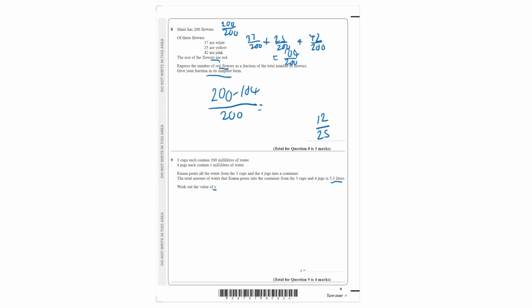So we know that if we combine these, we will get 3.5 liters. However, it says here that each cup contains 200 milliliters, so we simply multiply. 3 times 200 is equal to 600, and 4 times x is 4x. So we know that when she combines 3 cups and 4 jugs, she gets 3.5 liters.